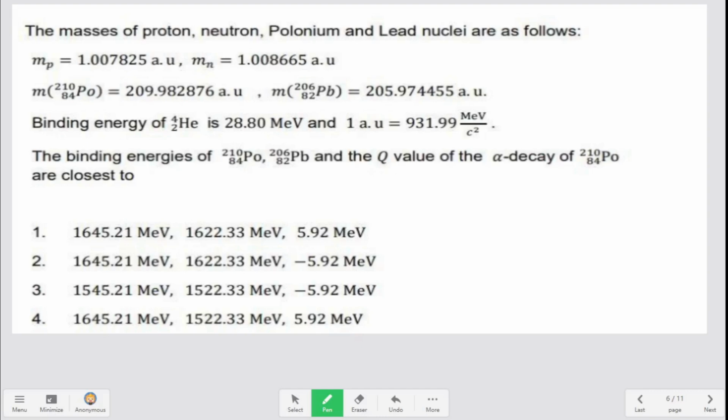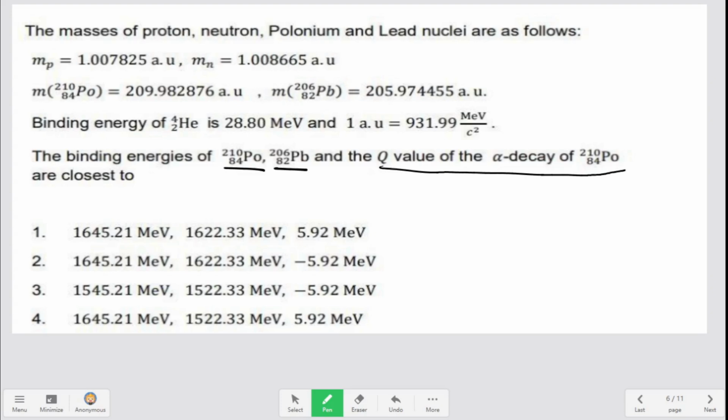Here is a question from nuclear physics which was asked in CSIR NET December 2024. Here we have to find the binding energy of polonium-210 and lead-206 and the Q value of alpha-decay of polonium-210. And we are given some data.